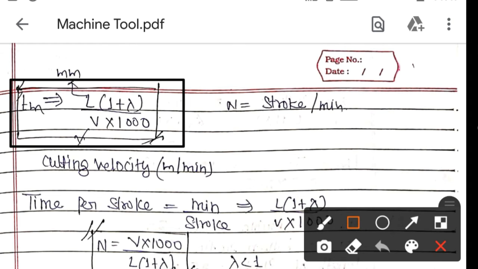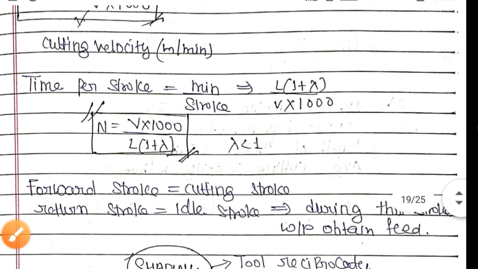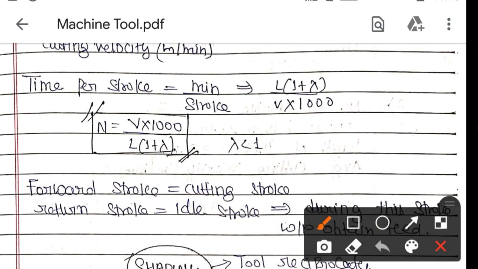You remember this one: Tm is equal to L into (1 plus lambda) divided by V into 1000, where L is the length of the workpiece, which should be in mm, V is the cutting velocity, which should be in meter per minute, and N is the strokes per minute. So for the machining time for the shaper, just remember this formula. Time per stroke means minute per stroke, which I already told you. Just take the reciprocal of this and it will give you N. N is equal to V into 1000 divided by L into (1 plus lambda), where lambda is less than 1.